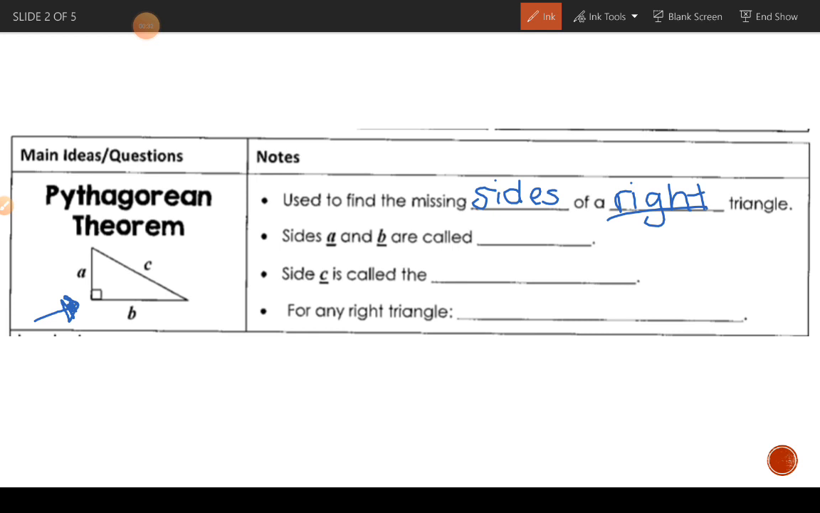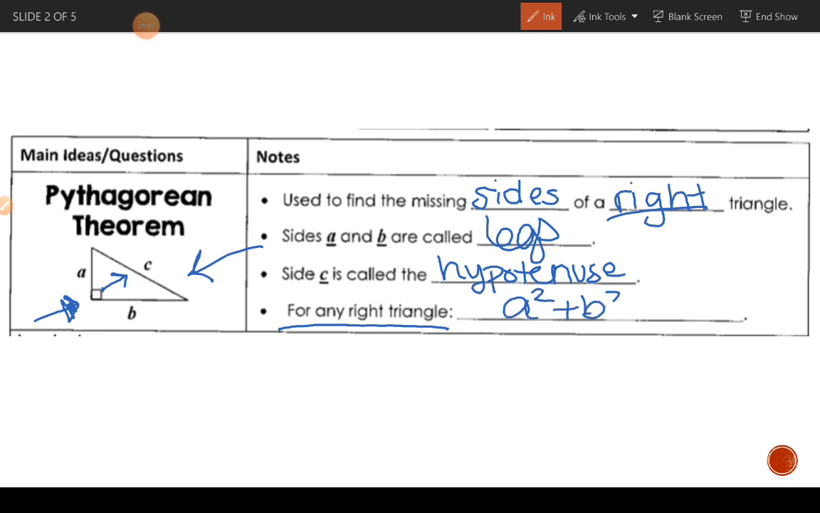Looking at this triangle, the sides A and B are called the legs, and the side C is called the hypotenuse. How we can always find the hypotenuse is it's directly across from that right angle. It's also the longest side. So for any right triangle, we can use the Pythagorean theorem. The Pythagorean theorem is a squared plus b squared is equal to c squared.